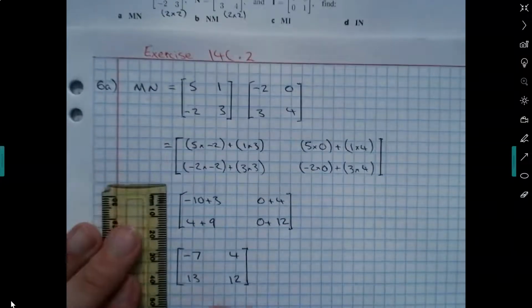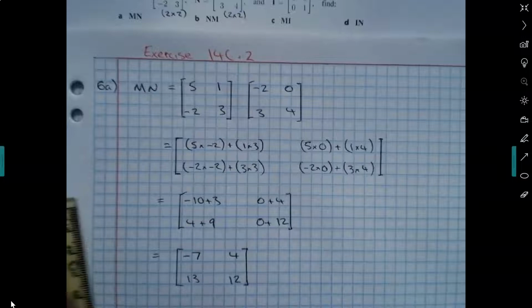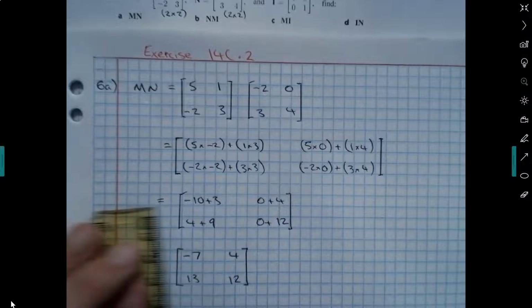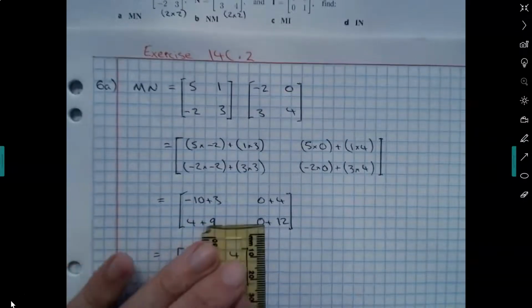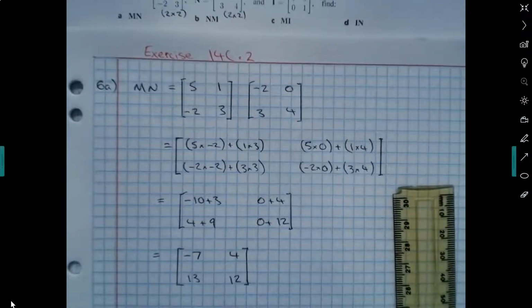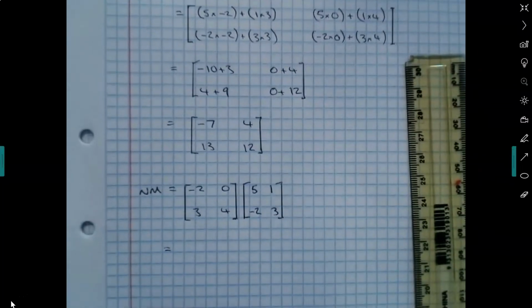So N is -2, 0, 3, 4. And M is 5, 1, -2, 3. Again, both of them are of order 2 by 2, therefore we can do them, and the resulting matrix is again going to be a 2 by 2. Alright, so can anyone tell me what the first sum will be? What are the two multiplications that we're going to do?